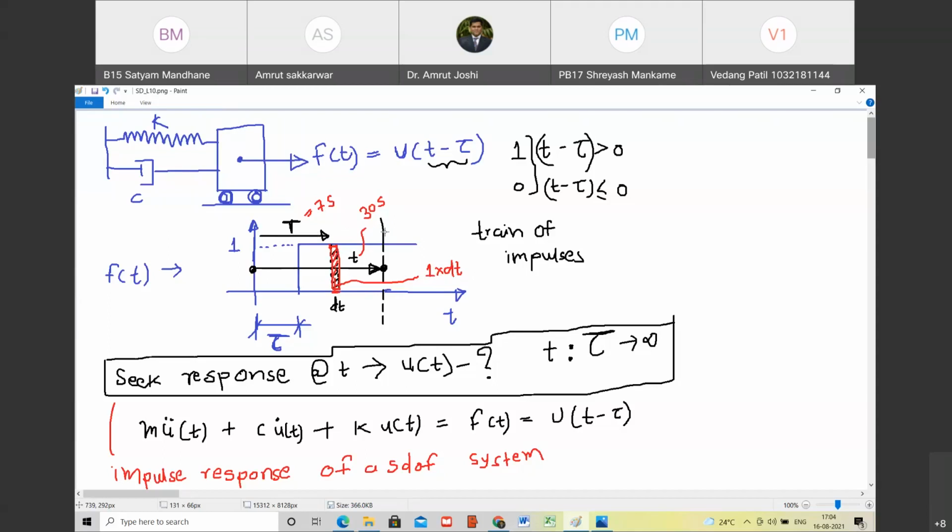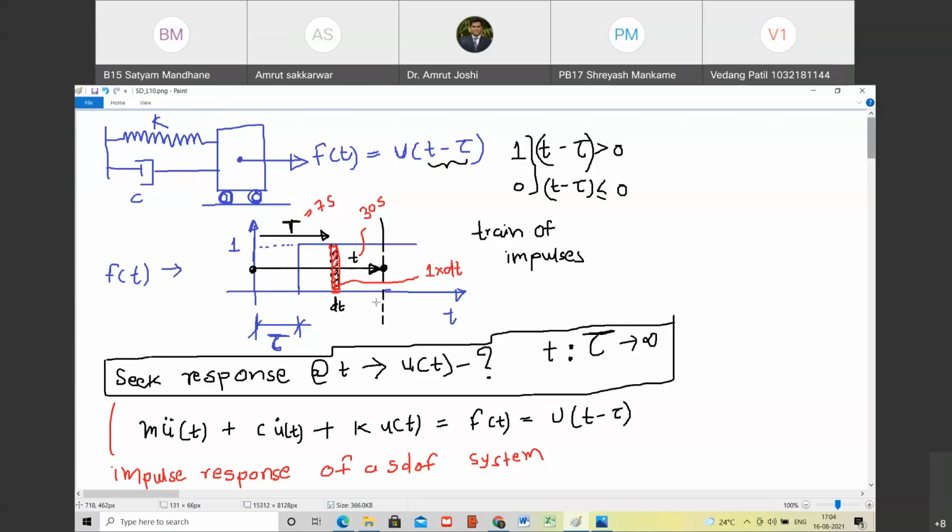Now pay attention here. I don't want the response of this system to this single impulse. I want the response of the single degree of freedom system at time t equal to 30 seconds due to all the impulses that are encompassed before time t equal to 30 seconds. Do you agree with me?